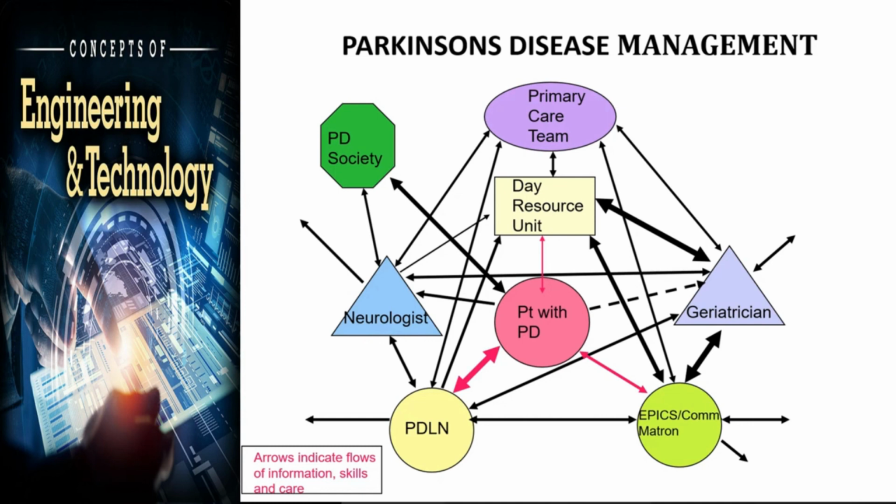This is an example, and all the arrows indicate the information flow. Whatever skills are required, and whatever care has to be taken whenever the patients require it. All the information about the patients will also be shared in the Parkinson's disease society. This is a kind of information sharing, so whenever there is an emergency situation, it will reach the people.